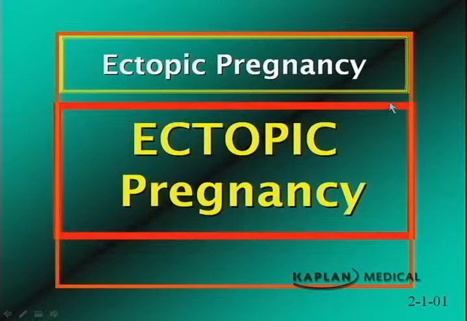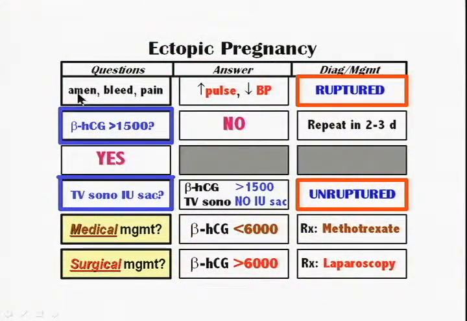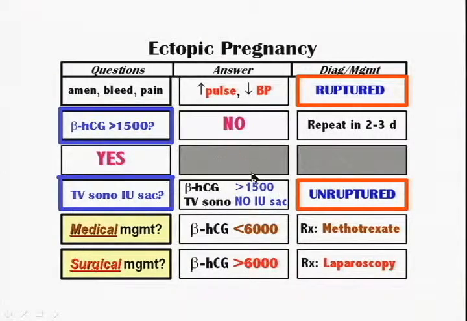All right, let's review what we have just said. The triad for ectopic pregnancy: amenorrhea, bleeding, and pain. If you have hypotension, tachycardia, ruptured ectopic, to the OR, operating room. If she is stable, we want to do a beta-HCG and transvaginal ultrasound. If the beta-HCG is less than 1500, repeat it in 2 to 3 days and see what happens. Remember, we talked about if you have failure of normal increase of the beta-HCG, that's evidence of a pregnancy that's not going anywhere. If you have a beta-HCG over 1500, transvaginal ultrasound shows no intrauterine gestational sac. Diagnosis: unruptured ectopic.